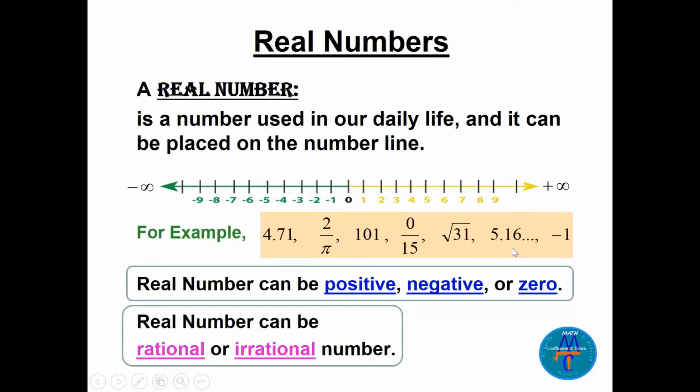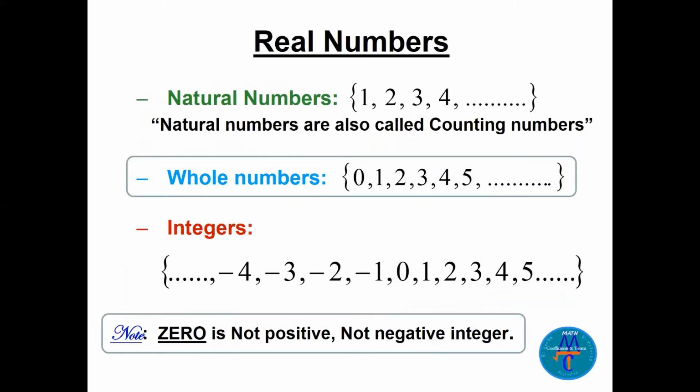A real number can be positive, can be negative, can be 0. Also, a real number can be rational or irrational, which I will explain in this video. What is a rational number and how do we know it's a rational number, and what is an irrational number, after a few minutes. Now let's look at subsets of real numbers.